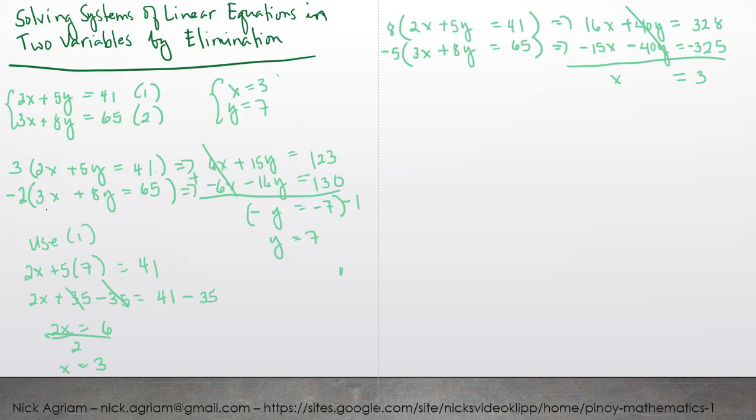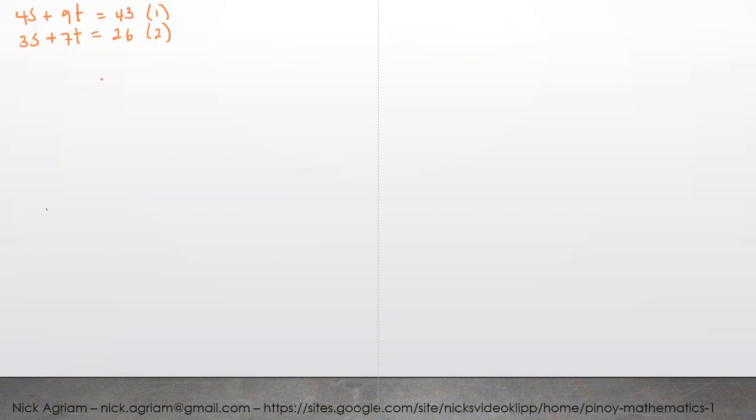Let's get some more examples. Here's another example. 4s plus 9t is equal to 43, and then 3s plus 7t is equal to 26. We can eliminate s first, and then on the other side we can eliminate t instead. So eliminate s first. 4s plus 9t is equal to 43. Then we have 3s plus 7t is equal to 26.